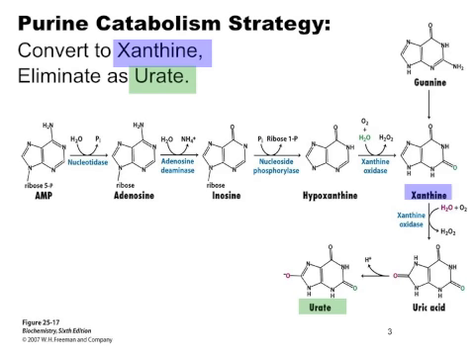Once the base is released, it can be broken down. We're going to look at the catabolism of purines. The strategy is this. First, convert both AMP and GMP into a common intermediate, xanthine, and then convert that into urate for excretion in the urine.